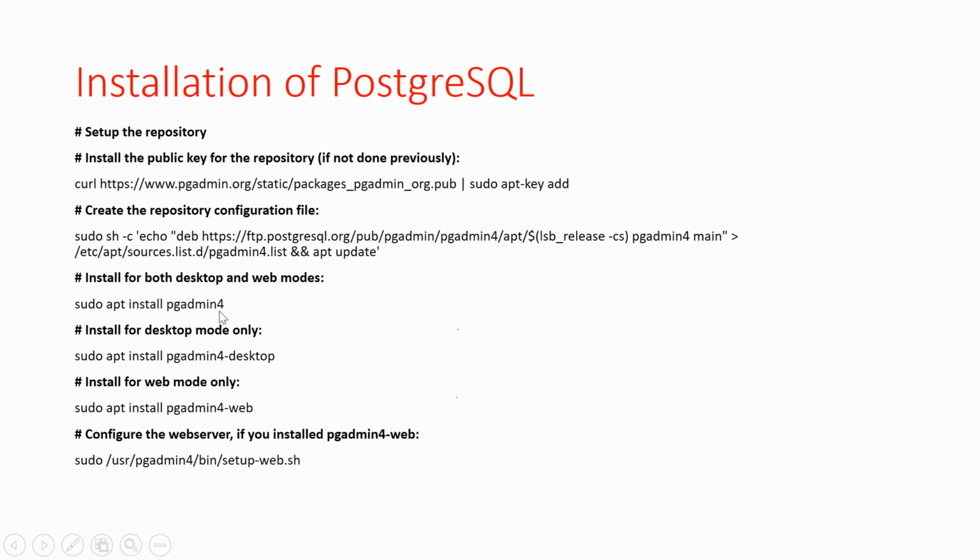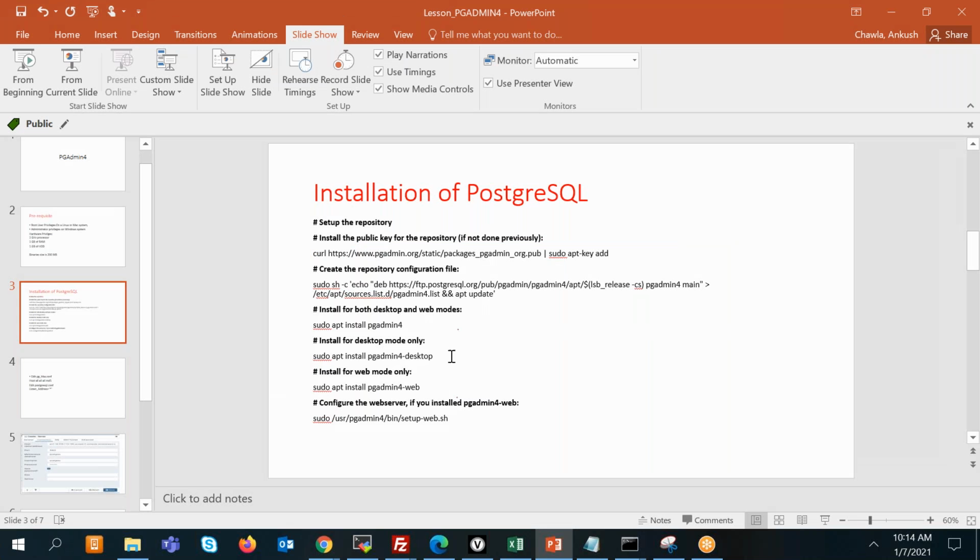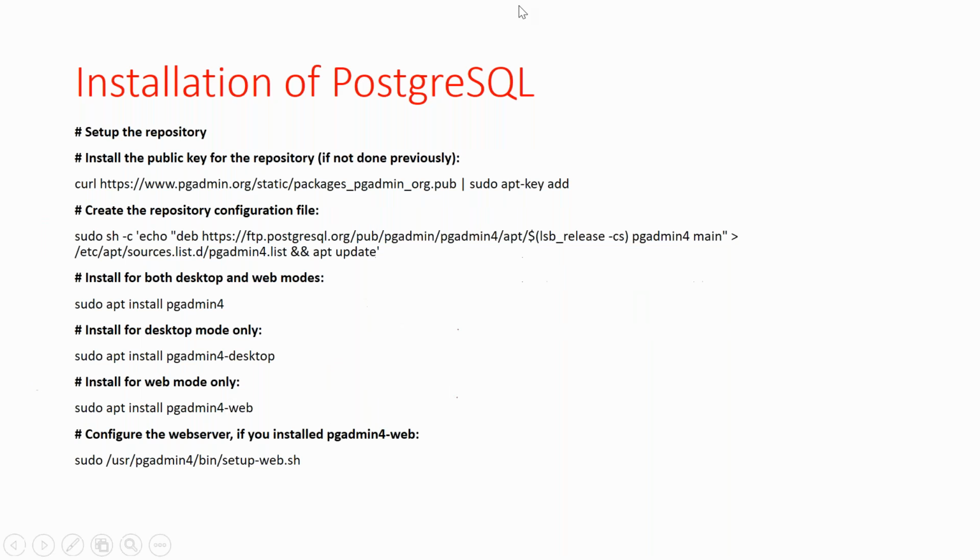So I ran apt install PGAdmin 4, then the next step is apt install PGAdmin 4 web. These are the steps I followed: adding the repository, adding the public key, and then running the configure setup web script. I need to procure one more machine. Just try at your end; if it is not installed, then I will show you the demo for it. Try to install this PGAdmin on your machine and follow these simple steps.